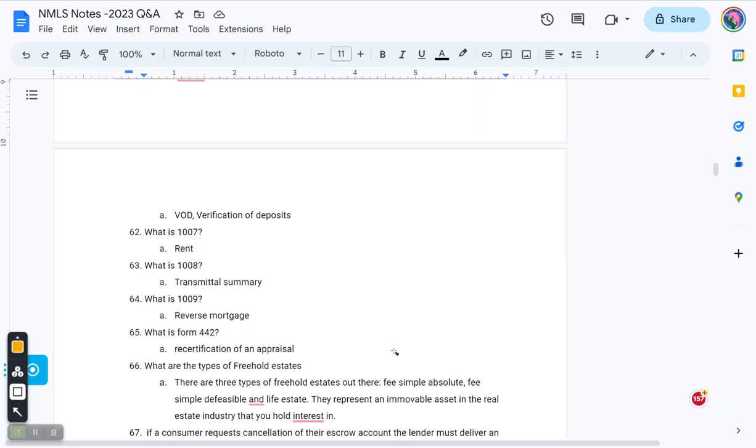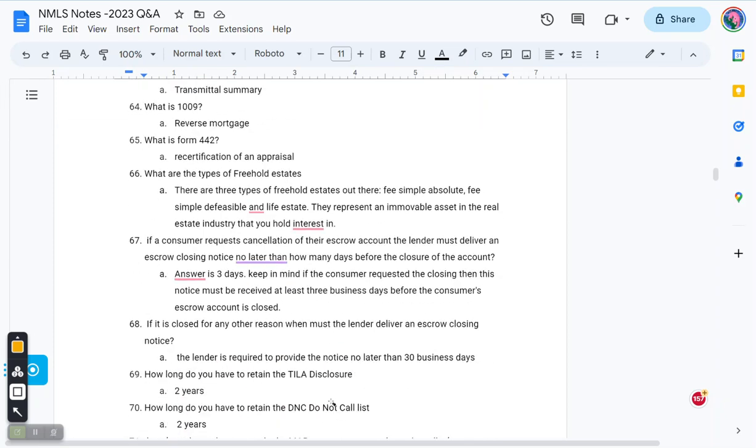What are the types of freehold estates? There are three types of freehold estates: fee simple absolute, fee simple defeasible, and life estate. They represent an immovable asset in the real estate industry that you hold interest in.